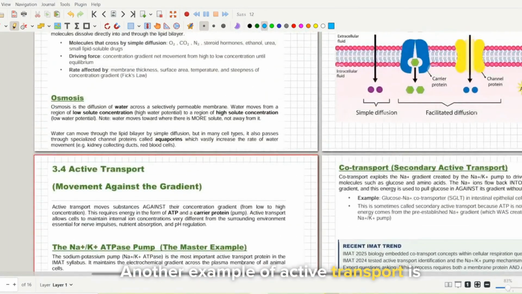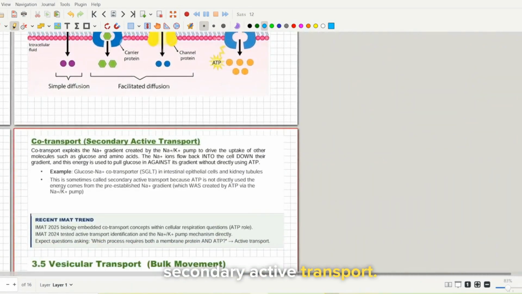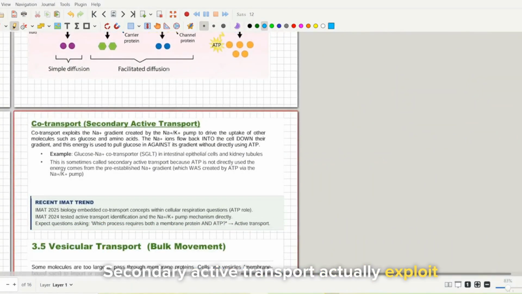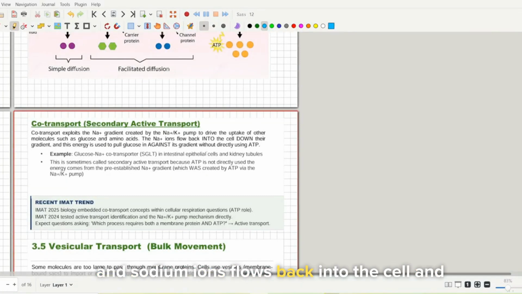Another example of active transport is secondary active transport. Secondary active transport actually exploits the sodium gradient, like it is created by a sodium potassium pump, to drive the uptake of other molecules such as glucose and amino acids, and sodium ions flow back into the cell down their gradient. So this energy is used to pull glucose molecules against the gradient without directly using ATP.